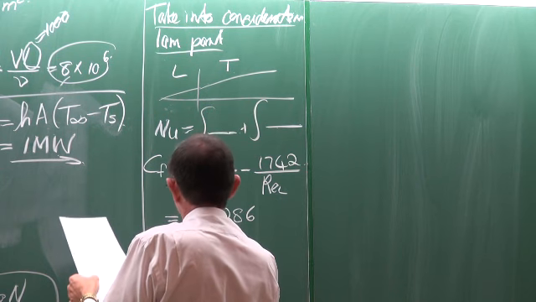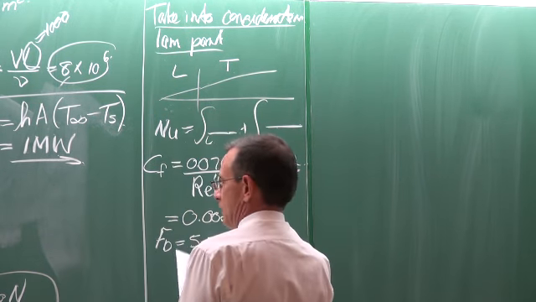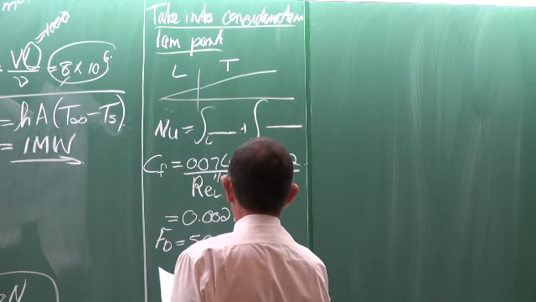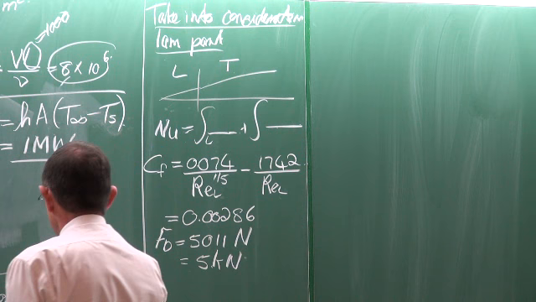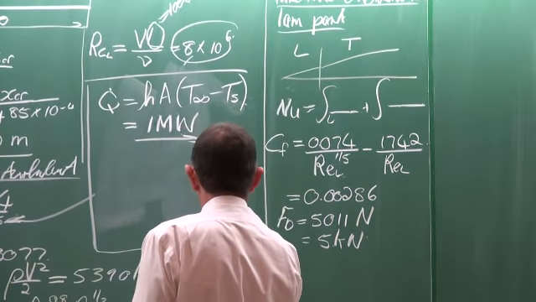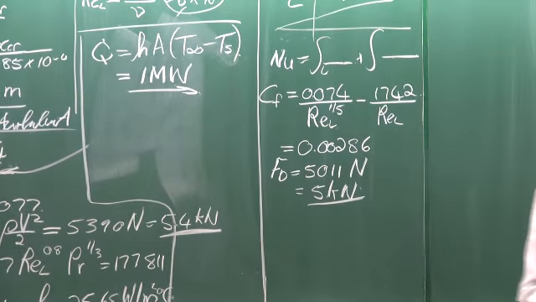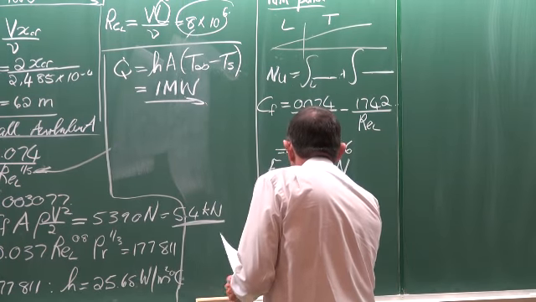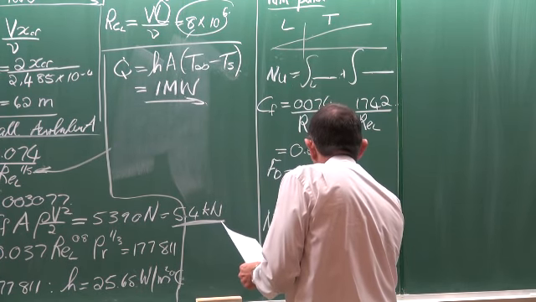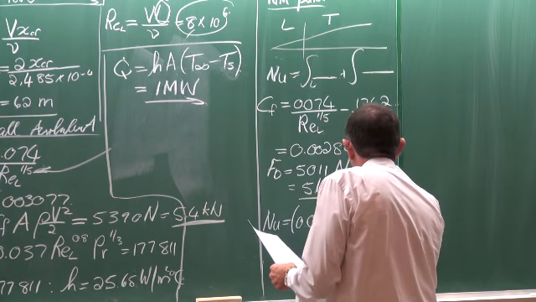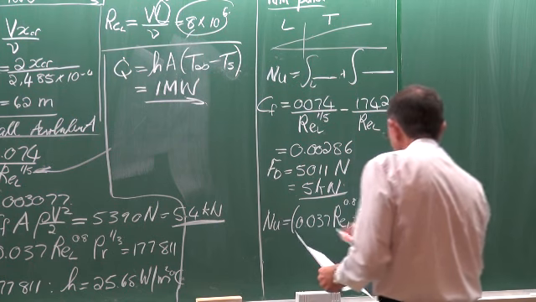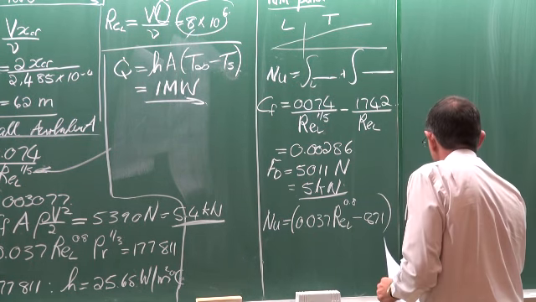0.00286. And then the drag, which would then be equal to 5011 newtons, okay, which is equal to 5 kilonewtons, and in the previous case it was 5.4 kilonewtons. Okay. So we can see there's a small difference, but it is small, it's not big. And then the Nusselt number, the laminar part, is equal to 0.037 multiplied by Reynolds to the 0.8 minus 871 multiplied by Prandtl to the third.